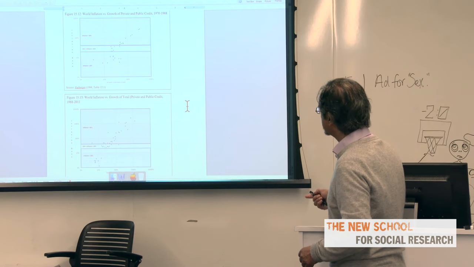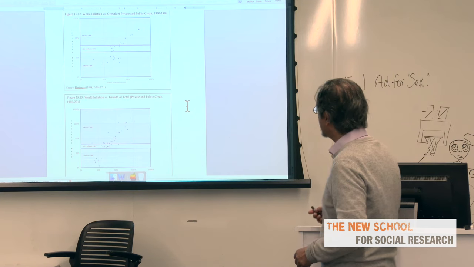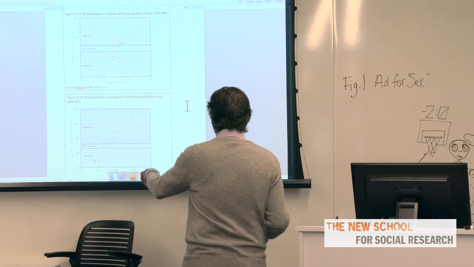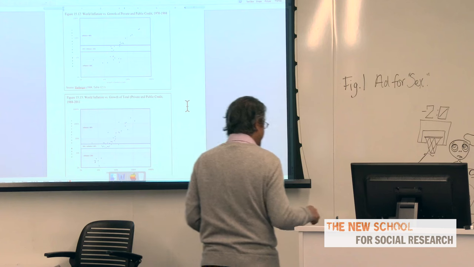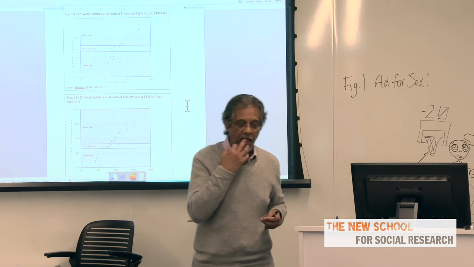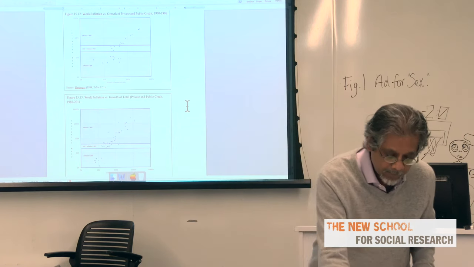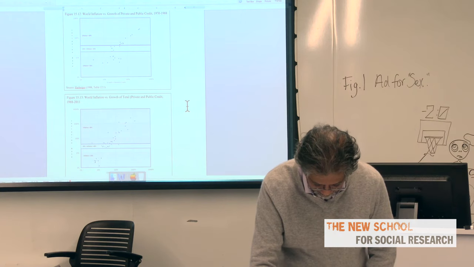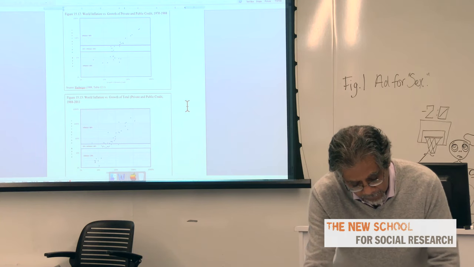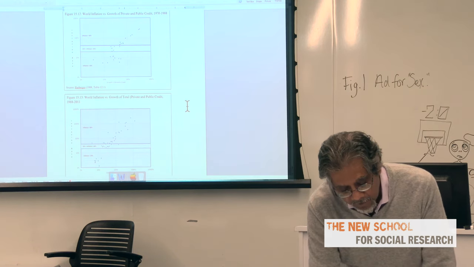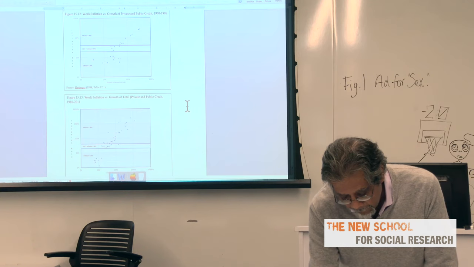Now, what he does is he takes a whole bunch of countries. Each of these data points represents a different country averaged over 1970 to 1988. And the countries are quite a few. So I think I have it in the book, the list of these countries.